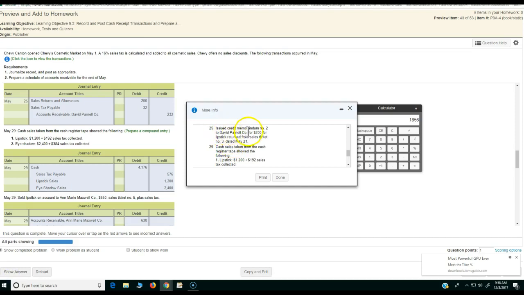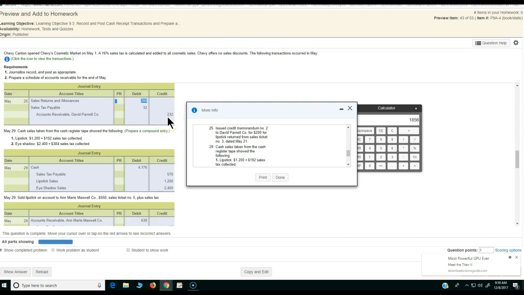Okay, we issued our second credit memo here, this time to David Parnell for $200. So that portion of the invoice, $200, is being returned to us. So we need to record the sales return. Again, that's the contra revenue. When we compute net sales, we know that $200 has to come off of the gross sales account in deriving net sales.